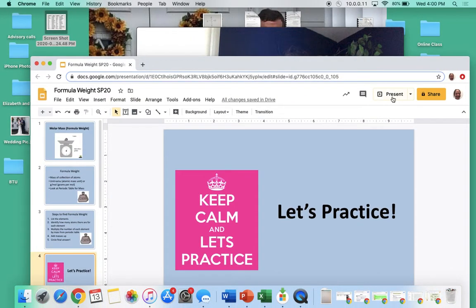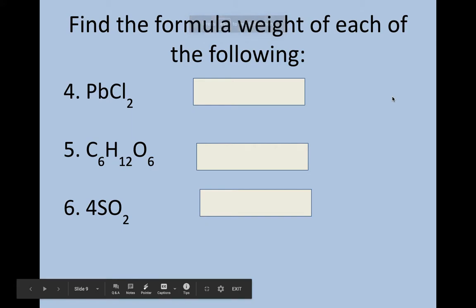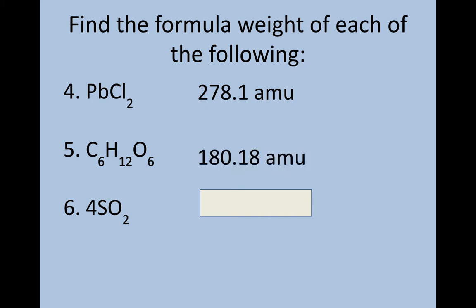Okay? I want you to take a couple minutes and try these practice problems on your own. Make sure you pause the video and then check your answers. Hopefully now you've done the problems on your own. For number 4, you should have gotten 278.1 AMUs. Number 5, you should have gotten 180.18 AMUs. And number 6, you should have gotten 256.32 AMUs.